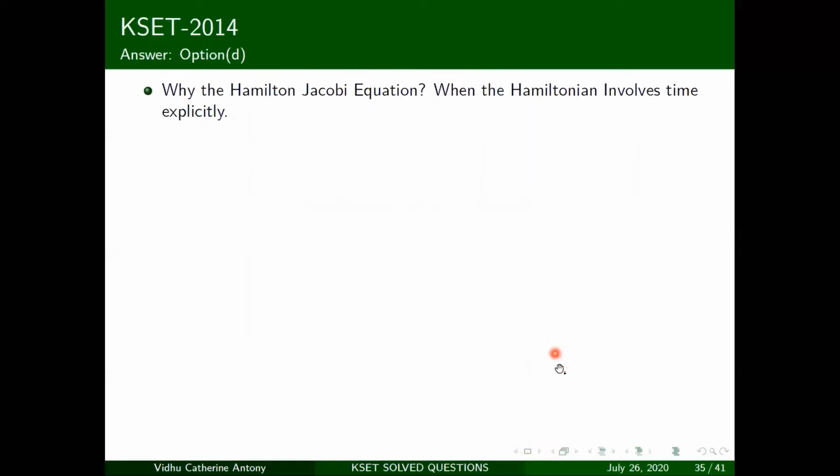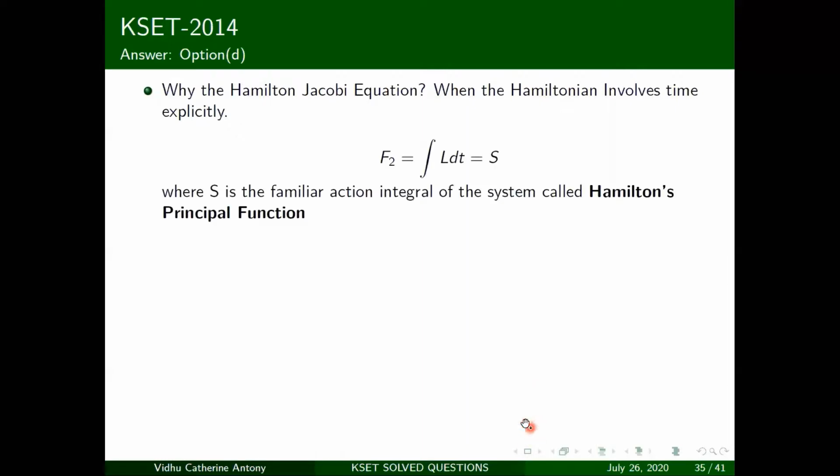So why do we need the Hamilton-Jacobi equation? Basically, when your Hamiltonian involves time, you require the Hamilton-Jacobi equation. That's how you work with systems which have a time-dependent Hamiltonian. Here, what you're going to do is run through the derivation. You're taking an F2 function. You remember the generating functions F1, F2, F3, F4, right? So here you had a Q, and you had another Q, I think.